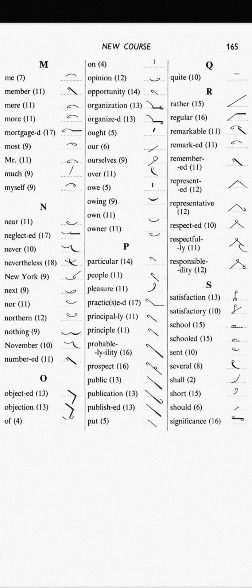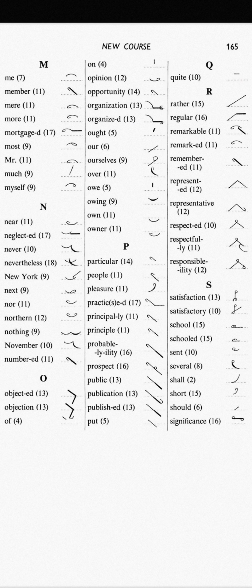M stroke with ST loop above the line for most. M stroke with R hook on the line for Mr. J stroke above the line for much. M stroke with S circle above the line for myself. N stroke with R hook on the line for near.